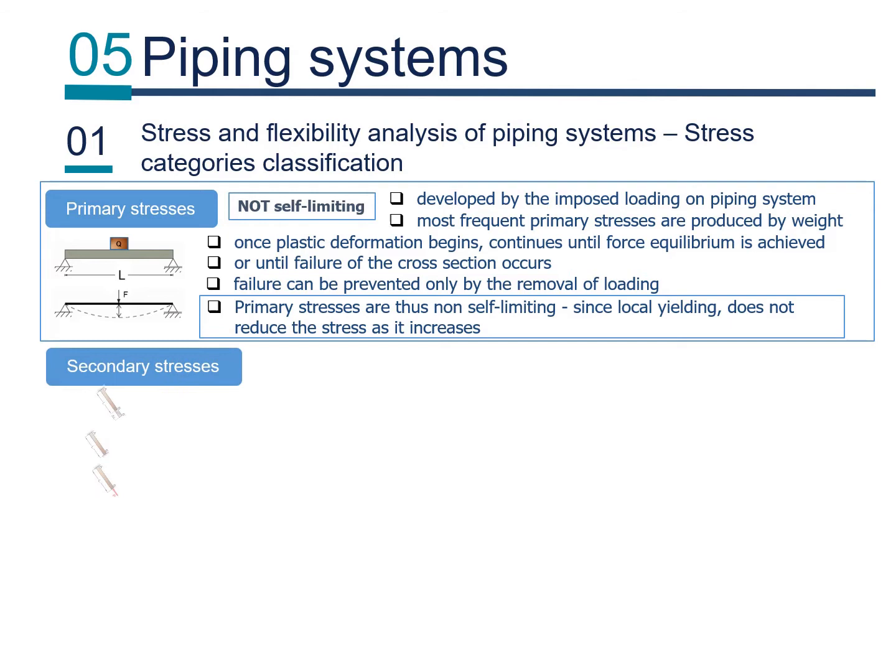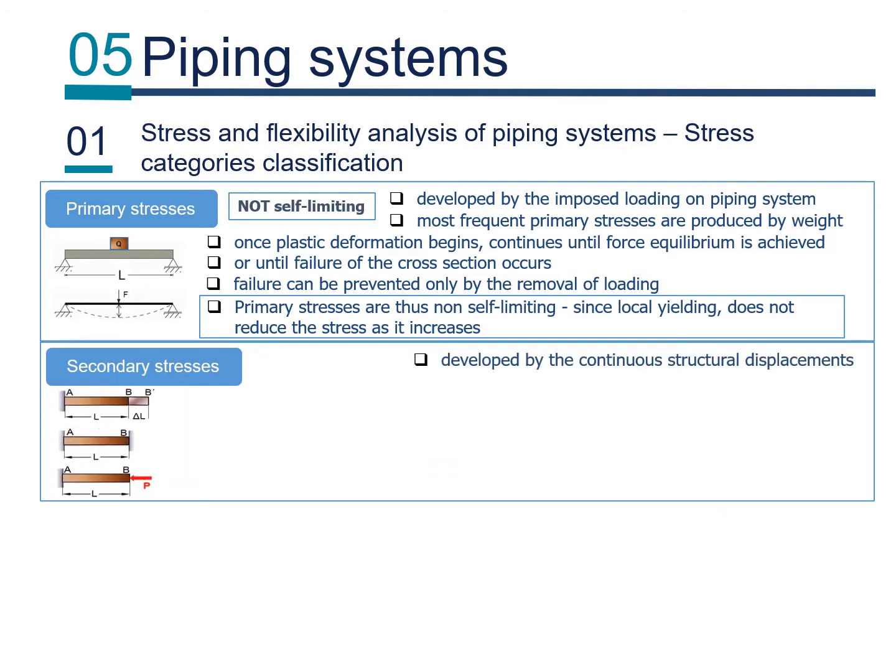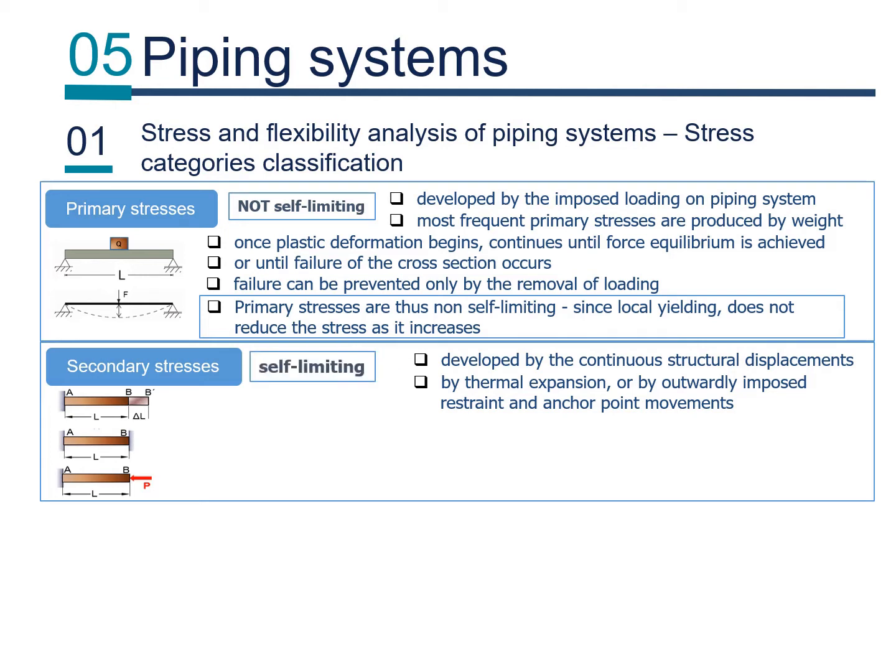Secondary stresses. They are developed by the continuous structural displacements. These displacements can be caused either by thermal expansion, or by outwardly imposed restraint and anchor point movements. Secondary stresses are self-limiting. Self-limiting stresses are, for example, stresses caused by thermal strain. A heated pipe will expand for some percentage of its original length, according to its thermal expansion coefficient, and if unrestrained will not show any stress in material.